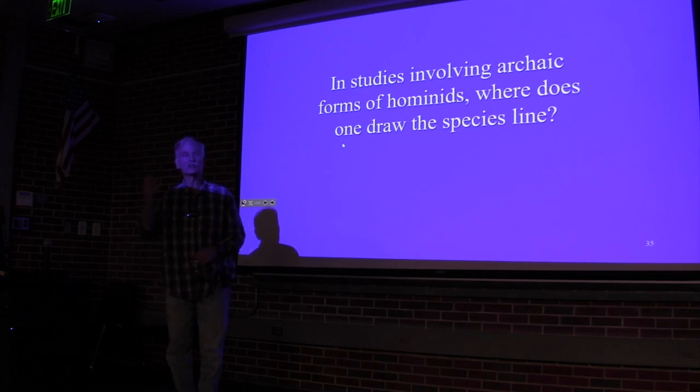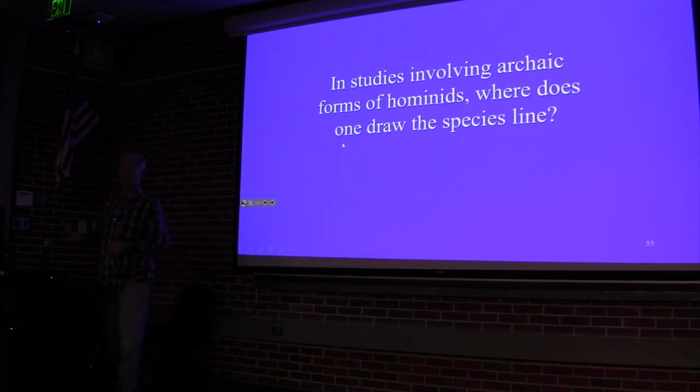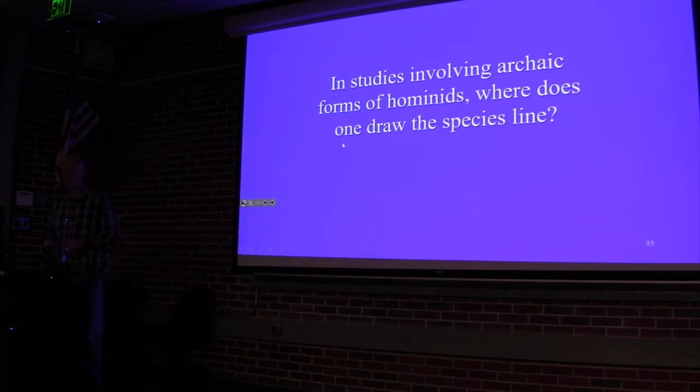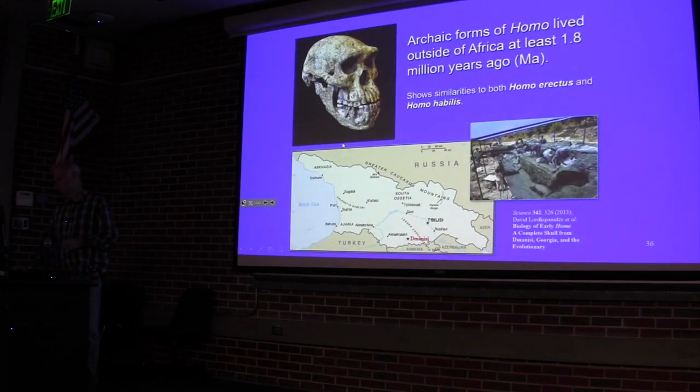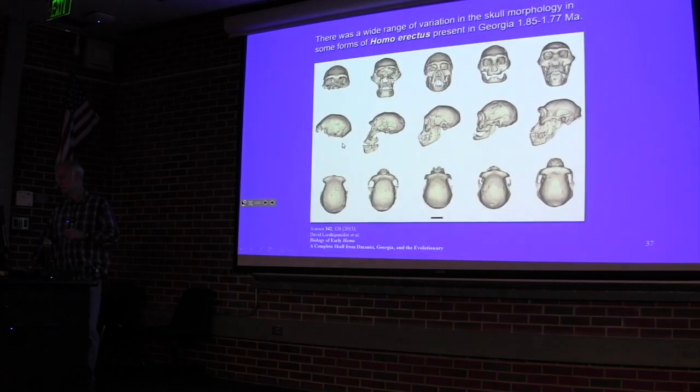You see how arbitrary it all becomes. What is a species? It's however you define it. When did we become human? Here you see Homo erectus, that archaic form that didn't change much when it left. This is where it was found, there in the Middle East.